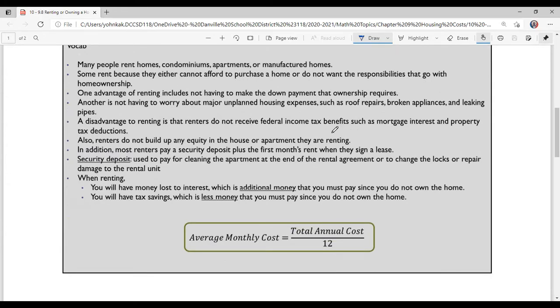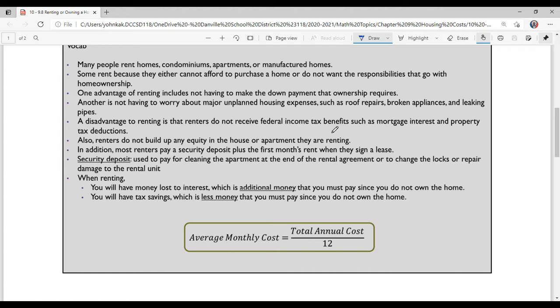So many people rent homes, condominiums, apartments, or manufactured homes. Some rent because they either cannot afford to purchase a home or they do not want the responsibilities that go with home ownership. One advantage of renting includes not having to make a down payment that ownership requires. You're not going to have to walk into a lending agency and say, here's my $10,000 down payment. You're not going to have to do that.